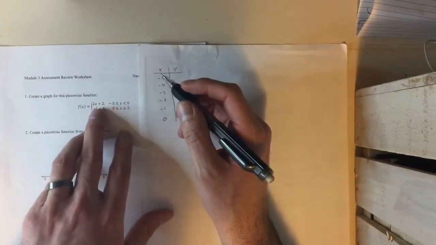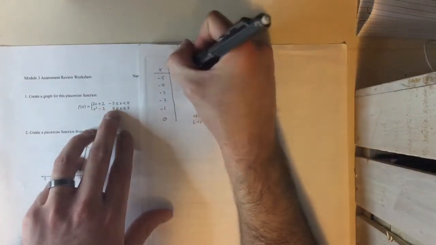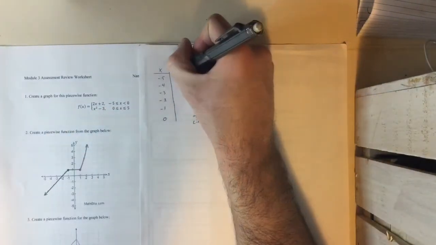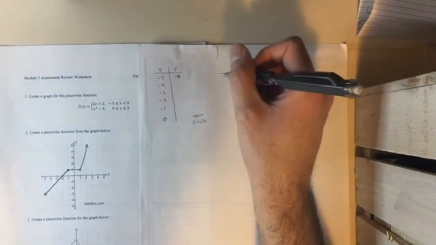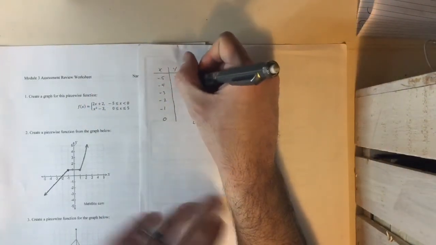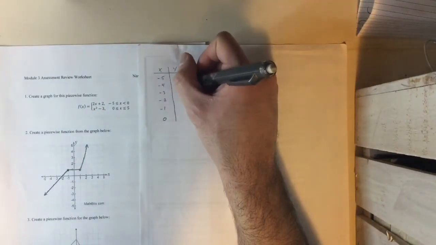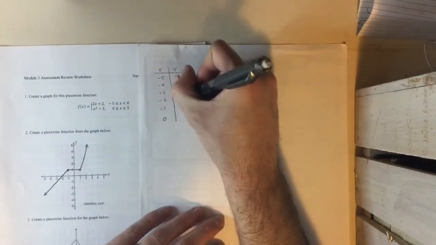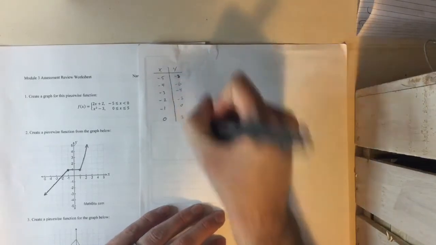So -5. -5 times 2 is going to be -10 plus 2, so that's going to end up being -8. Then the next one is going to be -4. -4 times 2 is -8 plus 2, -6. And if you follow the pattern, we're just going to increase by 2 every time. So it'll be -4, -2, 0, and this would be at 2.